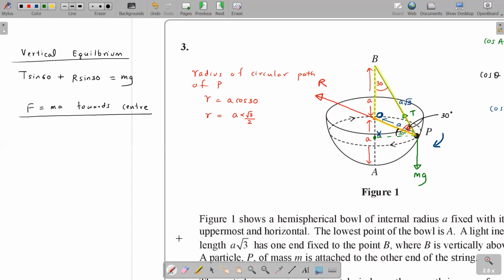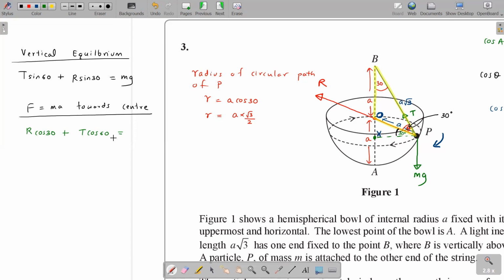So let's resolve forces towards that center. What do we have? Resolve first R cos 30 plus the tension T cos 60, because the full angle is 60. Okay, so those are the two forces, right? We don't have anyone else who is even opposing, right? mg is vertical, so it doesn't count.